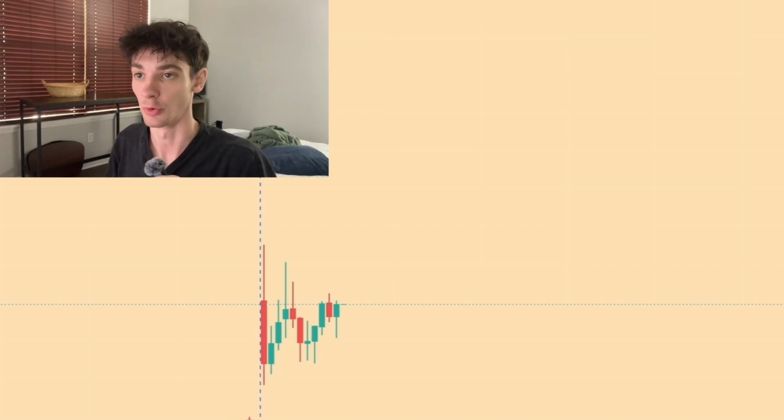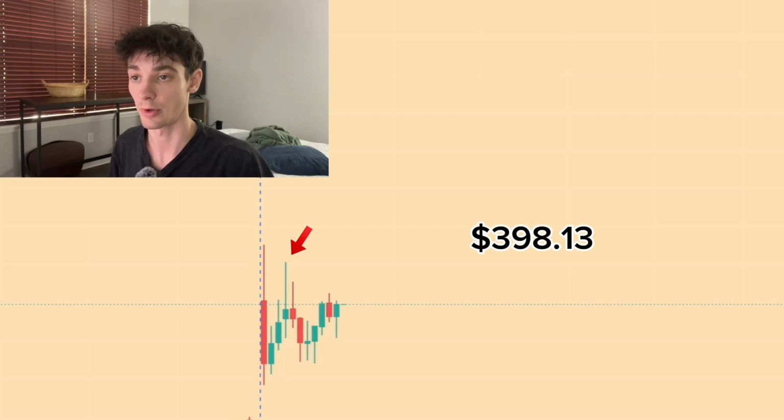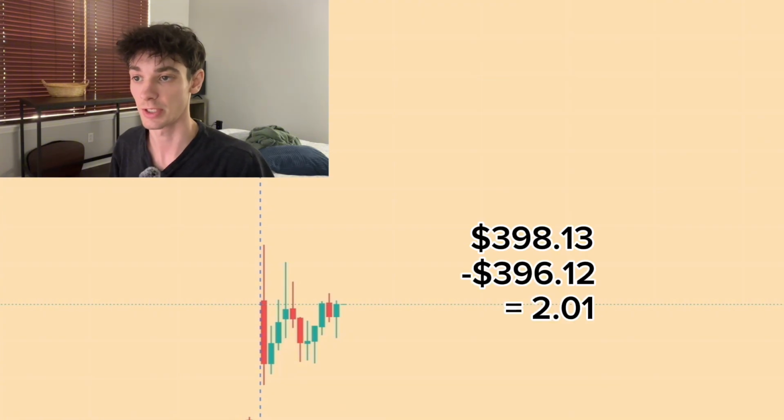Now I need to see if there's enough room for the next target. Instead of aiming for something unrealistic, I'm targeting the next logical pivot. And that just happens to line up with the previous 15-minute structure. So now I take the target, 398.13 minus my entry, 396.12. And that gives me 2.01 of potential upside.